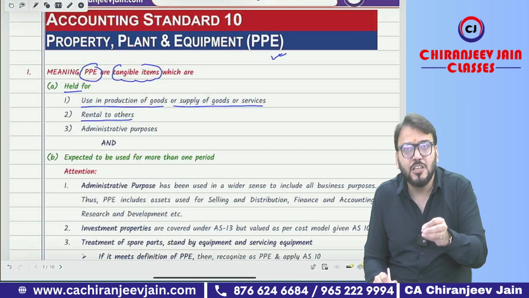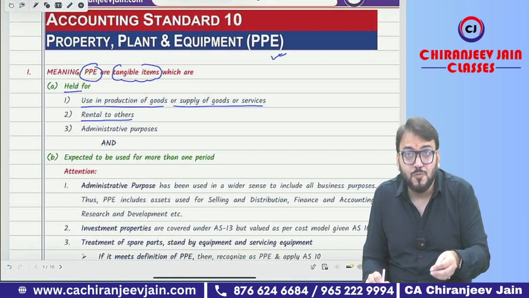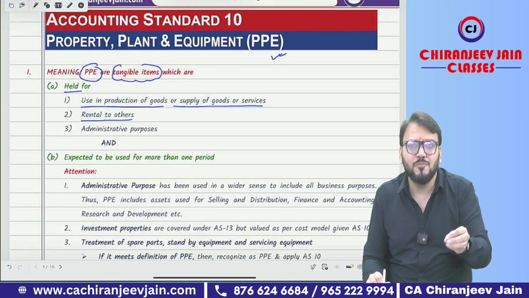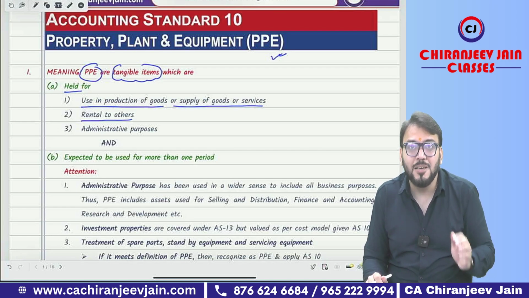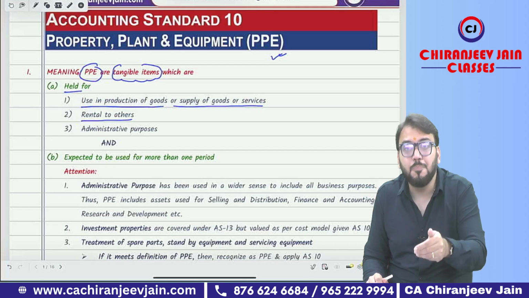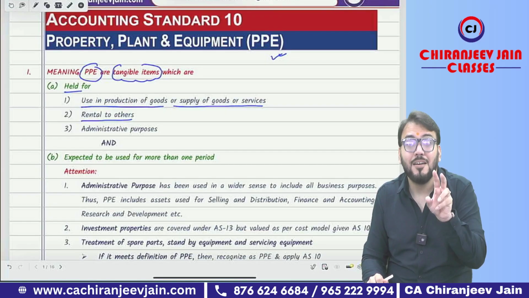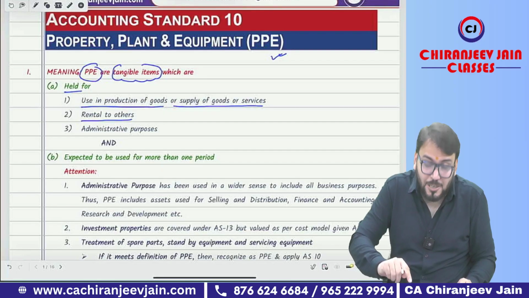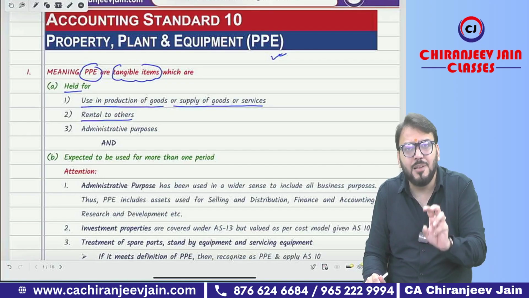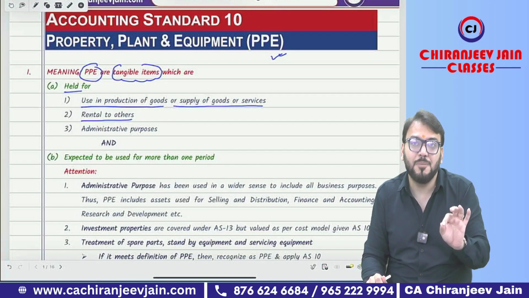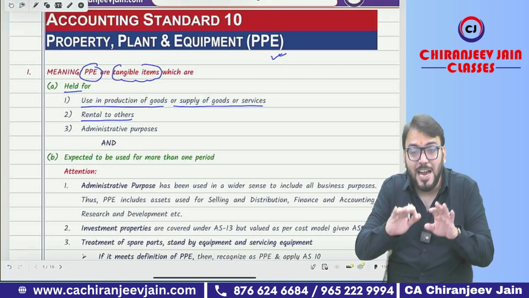Any tangible item used for production of goods, like a plant, is an example of property, plant and equipment. Items used for supply of goods and services are also PPE. Whatever item you are using for supplying your goods, any truck for supplying your goods, that will be PPE. Items given on rental to others, if you have given some tangible item on rent, that is also PPE. Or for admin purpose, if you are using any item for administrative purpose.